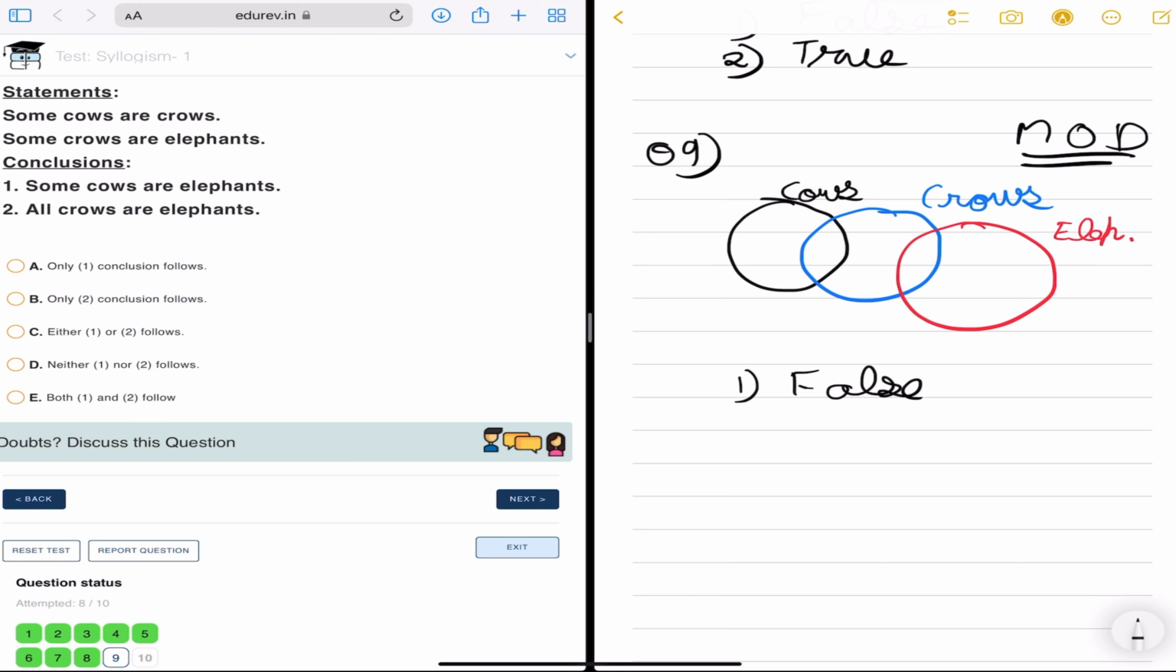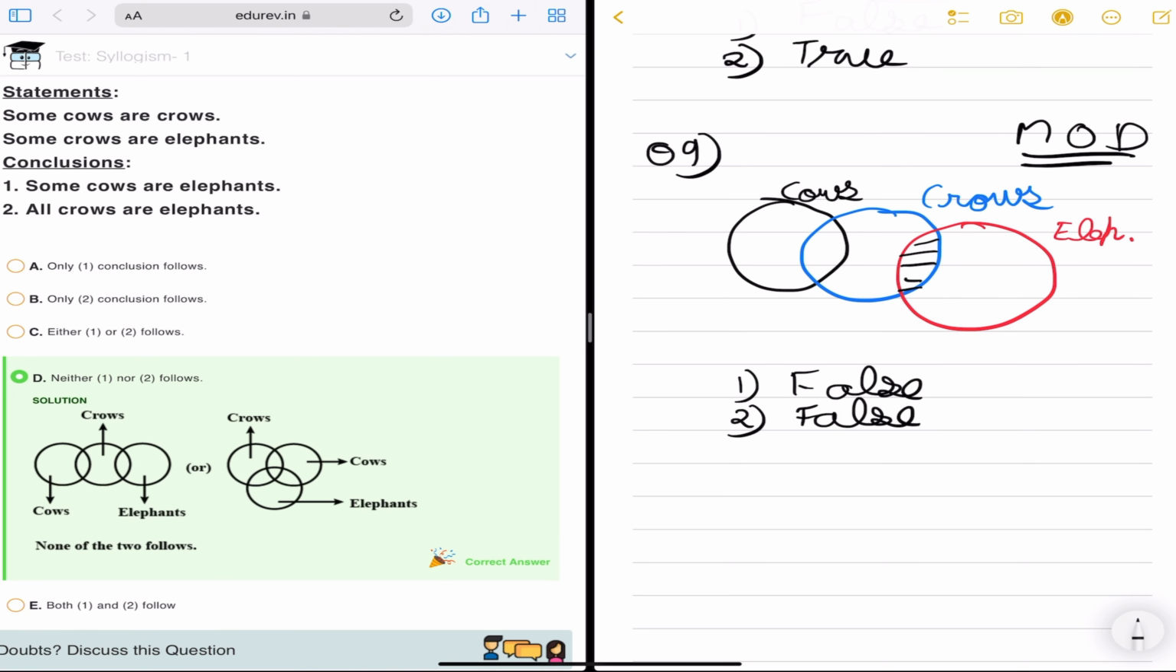The second reads that all crows are elephants. Again we can see that not all crows are elephants. Some crows are elephants for sure, but not all of them are elephants. Therefore, conclusion 2 is also false. So here our answer will be option D, neither 1 nor 2 follows.